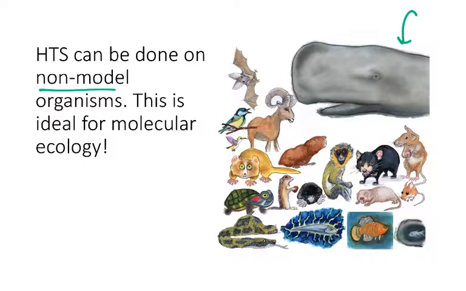Whereas non-model organisms, like the ones shown on the right, are considered non-model because we don't have as much genetic information about them. And so in the past, having limited genetic information could limit the types of studies you could do, especially in a molecular ecology sense. But because of the way that high-throughput sequencing works, you can actually do these types of studies on any organism, including these non-model ones. So it's really ideal for these molecular ecology questions where often we're just interested in what this particular organism is doing, not for any human-based purpose.